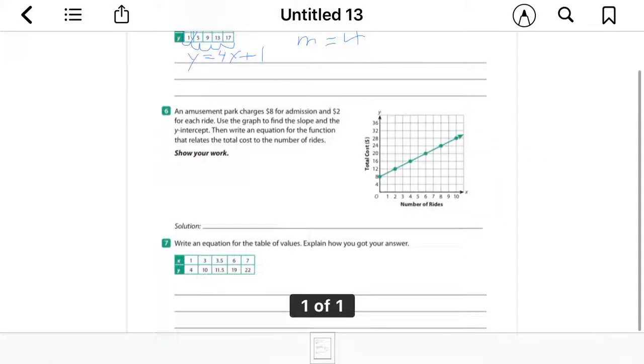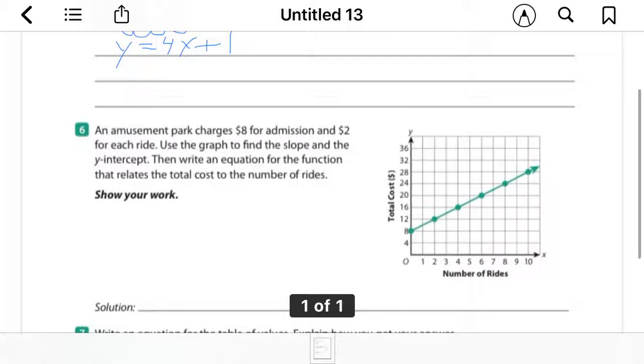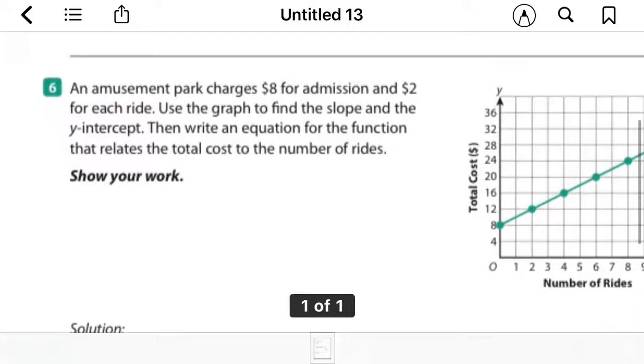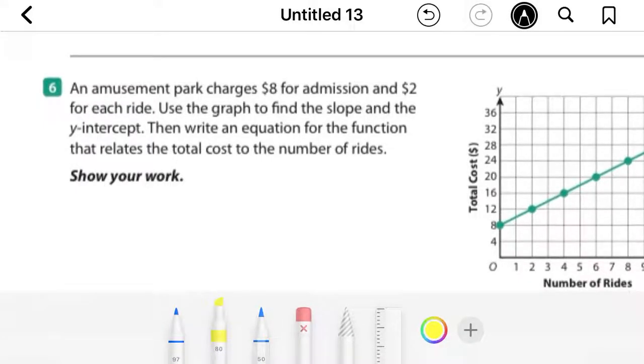All right, number 6. An amusement park charges $6 for admission plus $2 for each ride. So we want to use the graph to find the slope and the y-intercept. Same thing, it's the same problem. This time it just is a graph instead of a table or an equation. When you see what it starts off with, they have an initial value, that starting amount of $6, and it's $2 for each ride. So if you see "per" or "for each," those are dead giveaways for slope problems.